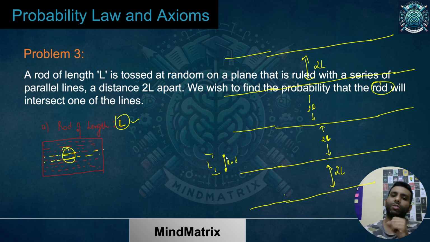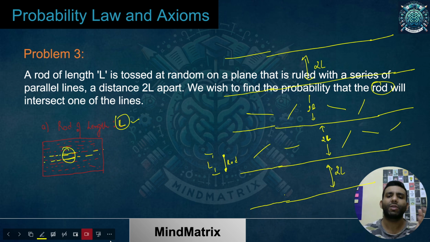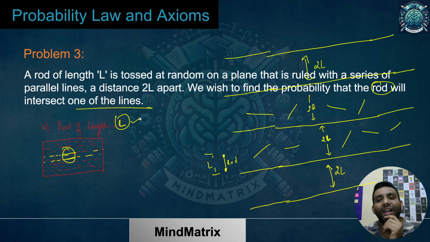So if I pick this rod up and then just throw it on the surface or a plane, it may land like this, like this, like this. There are so many orientations in which it can land on this surface. Now the question being asked is: what is the probability that this rod will intersect one of these lines?